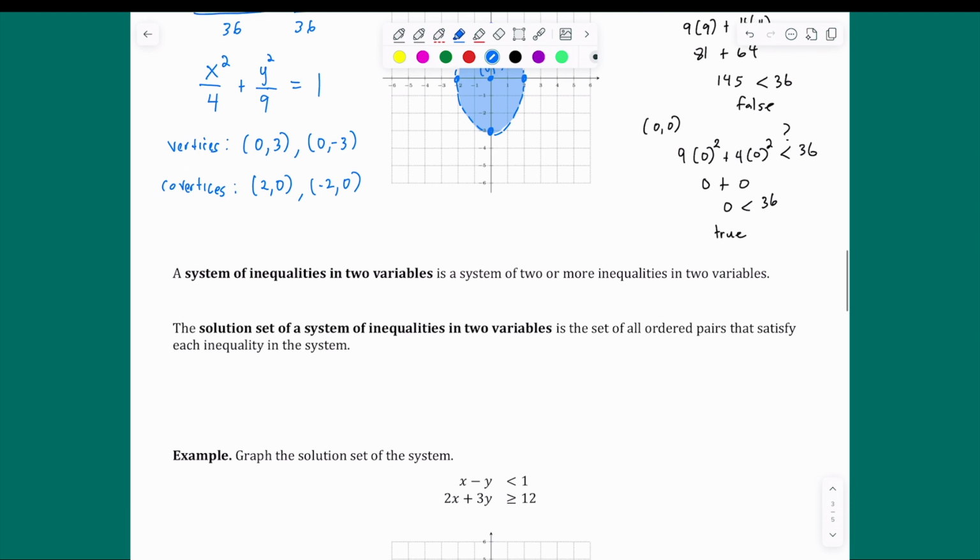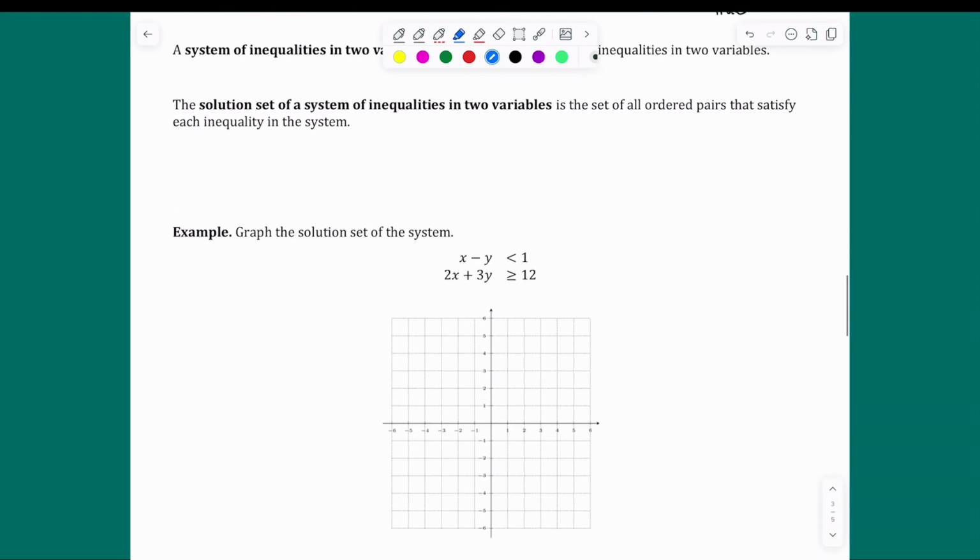All right, so now that we've seen how to graph a linear inequality and a nonlinear inequality, we want to talk about a system of inequalities. A system of inequalities in two variables is a system of two or more inequalities in two variables. Very similar to our linear systems or linear-nonlinear systems, we're looking for all the solutions that satisfy both or all inequalities. So the solution set of a system of inequalities in two variables is the set of all ordered pairs that satisfy each inequality in the system. Let's look at this example here.